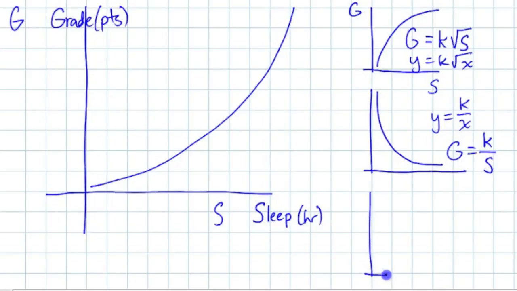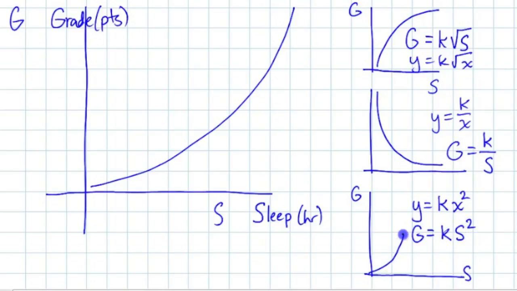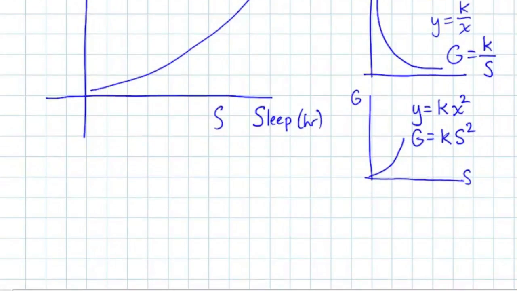I think what we're probably dealing with is something that looks like y equals k x squared. So you have grade here and sleep here. So we have grade is equal to k times sleep squared. And that looks kind of like a parabola. So that's what we have. Okay, so now how do we turn this into a straight line?